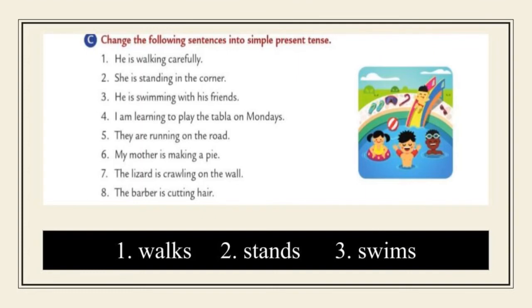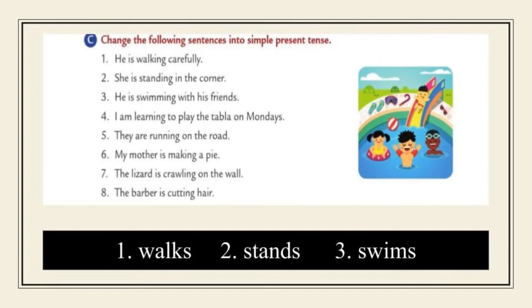So he walks carefully. Why we added s? Because he is the third person singular. That's why we added s to the main verb walks. So he walks carefully. And the second one, she is standing in the corner. So is standing is the present continuous. Now what we have to do? We should remove is standing. Instead of that, we have to write she stands in the corner, because she is the third person singular. That's why we added s to the verb stand.